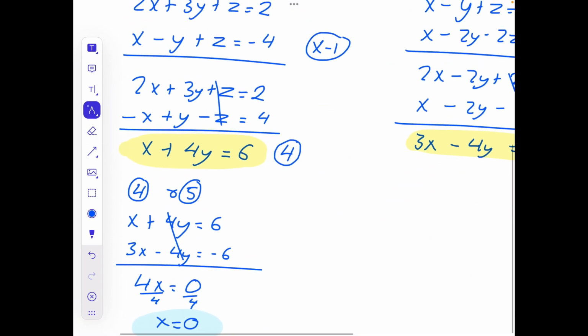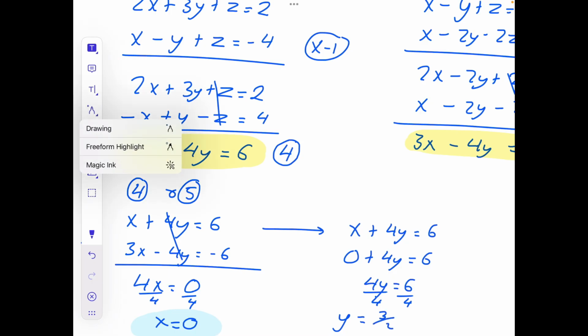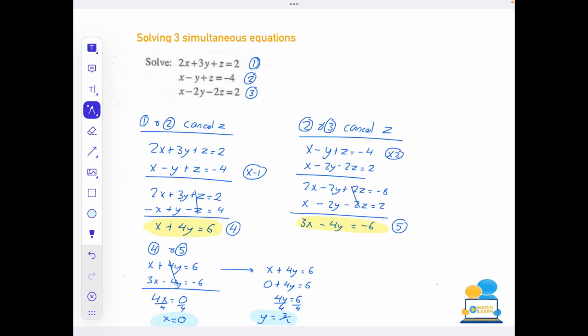Now what we're going to do is take either equation 4 or equation 5. I'm going to go with equation 4. We know x is 0, so I'm going to replace x with 0. We are then left with 4y is equal to 6. Divide both sides by 4. We get that y is equal to 6 divided by 4, which into your calculator will give you 3 over 2. If you wish, you can change that to 1.5. I'm just going to leave it as a fraction. So that's my y. Now we found our x, we found our y.